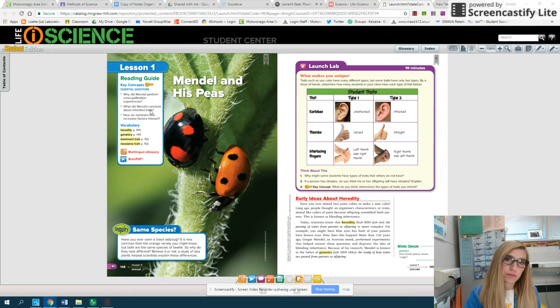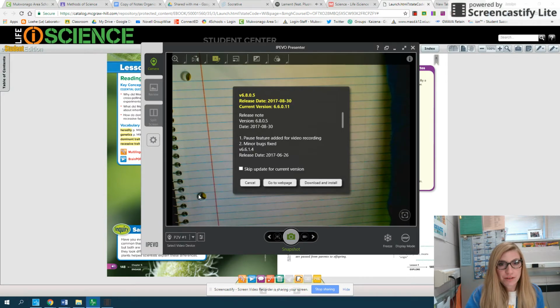Lesson 1 for genetics is Mendel and his peas. So Gregor Mendel was a really important trailblazer in the field of genetics and really the father of genetic research. So we're going to spend a lot of time learning about him and his work with pea plants and doing genetics. So I'm going to get a fresh page in my notebook.